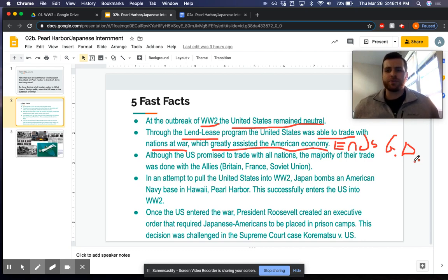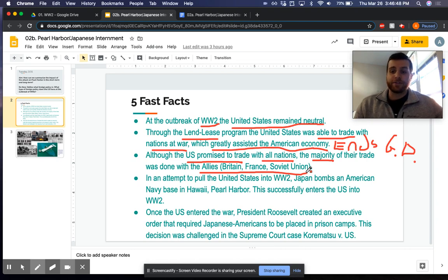One of the problems you see with the Lend-Lease program, though, is that although the U.S. promised to trade with all nations, they're neutral. They're supposed to not take a side. The majority of their trade was done with the Allies. So this Lend-Lease program is providing resources, weapons to the nations at war. If the U.S. is truly neutral, they should be trading with both sides. But what you see is the U.S. is doing most of their trading with Britain, France, the Soviet Union, also known as the Allies.